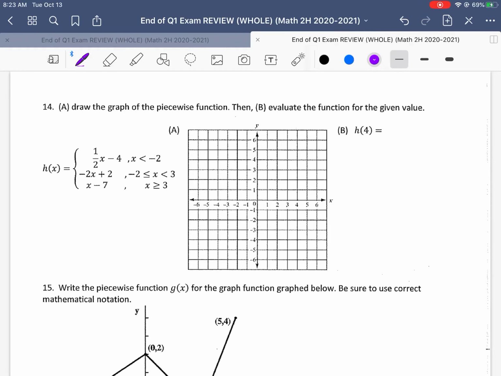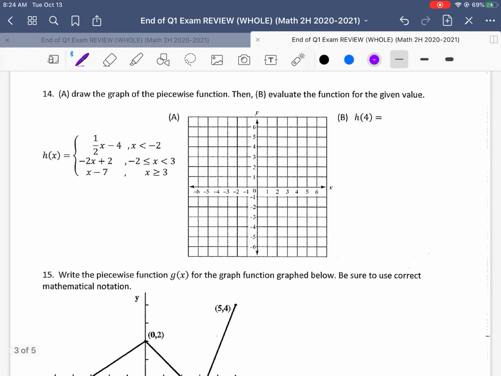All right, starting on number 14, this page deals with piecewise functions. So for those of you that have been still struggling with these, let's walk through these and just talk about how to construct them, both the graph from the function and the function from the graph. Looking at this first one, draw the graph of the piecewise function, then evaluate the function for the given value.